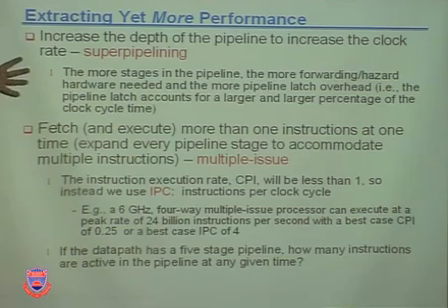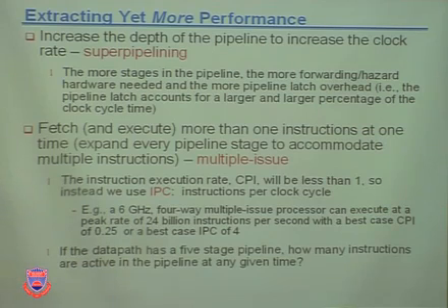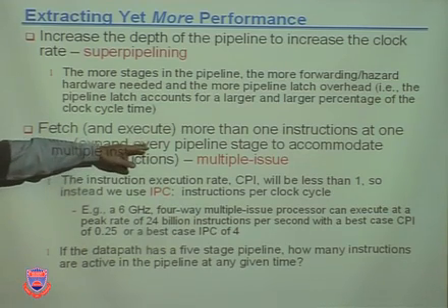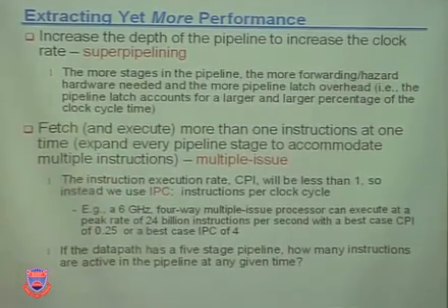All right, that's one way to go. Okay, we talked about that briefly. Now, here's what I'd really like us to look at, and that is multiple issue. Issuing into parallel pipelines more than one instruction at a time. Fetching and executing more than one instruction at a time is going to require expanding every pipeline stage to handle multiple instructions, or just duplicating the pipeline, you might say.